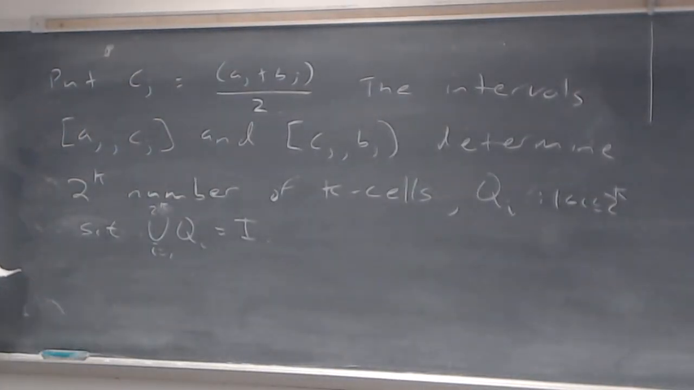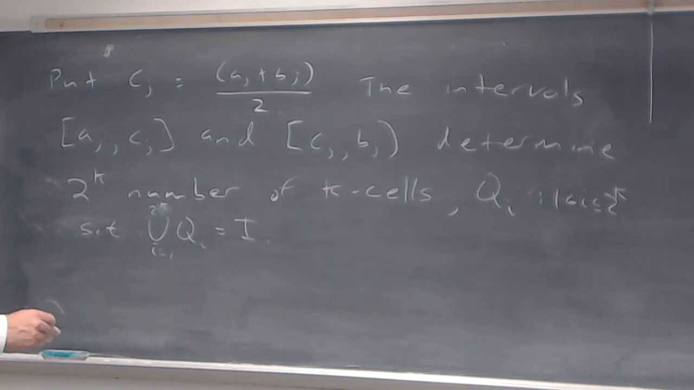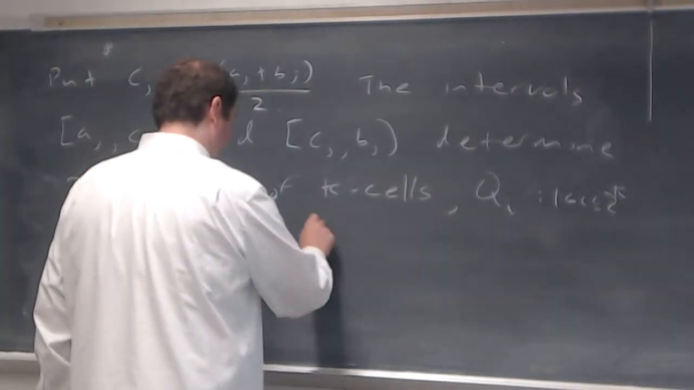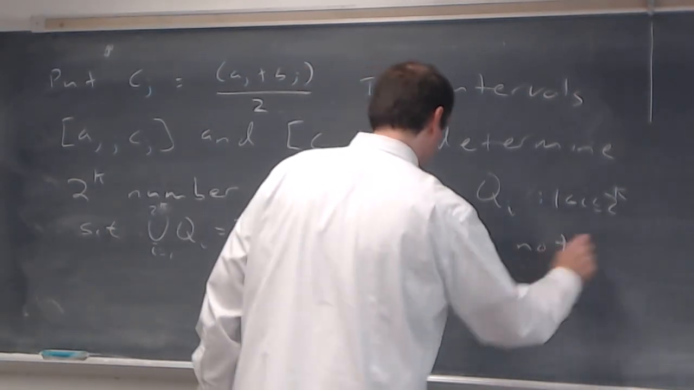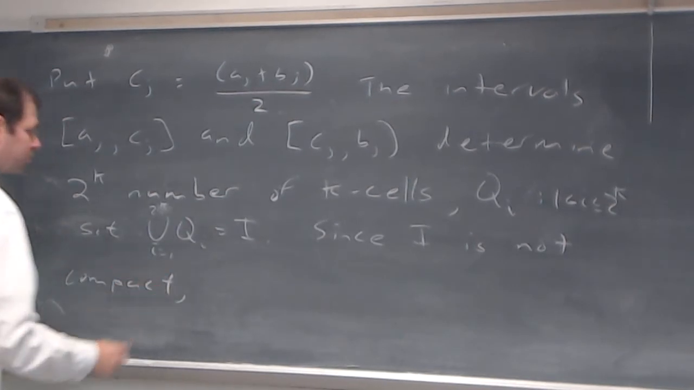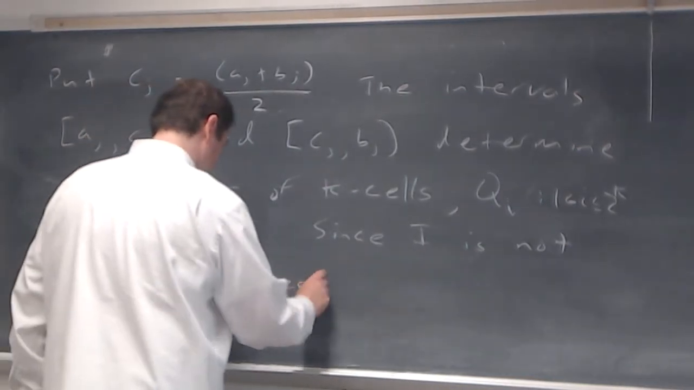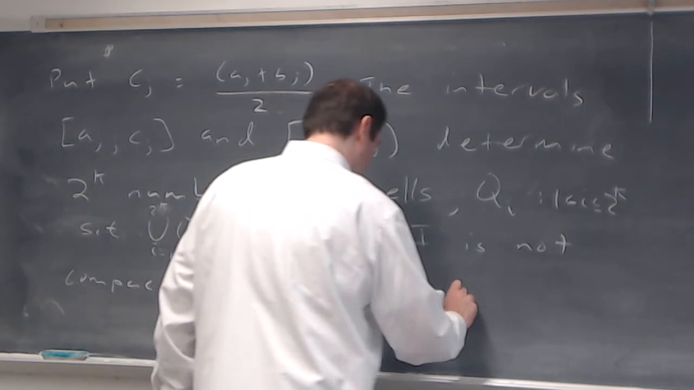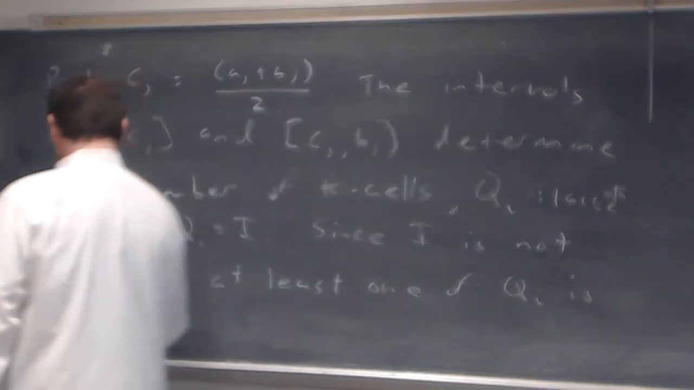Okay, so we get I. Now the thing to notice is that since I is not compact, what has to happen is that at least one of the q sub i's is not compact.